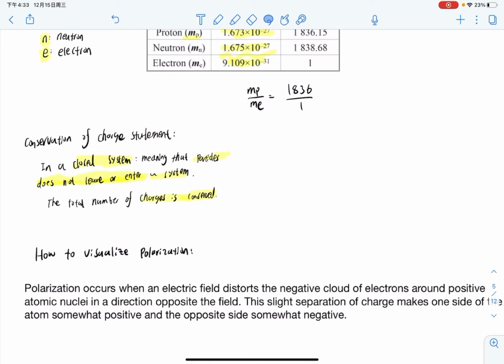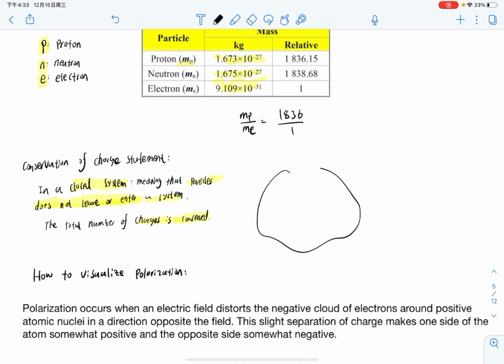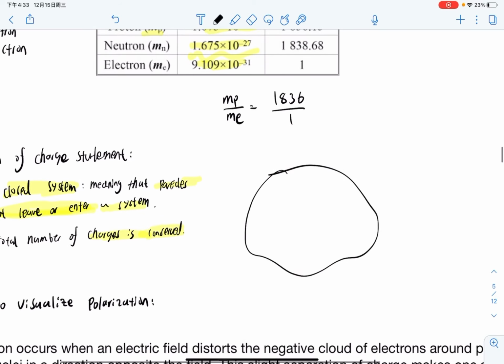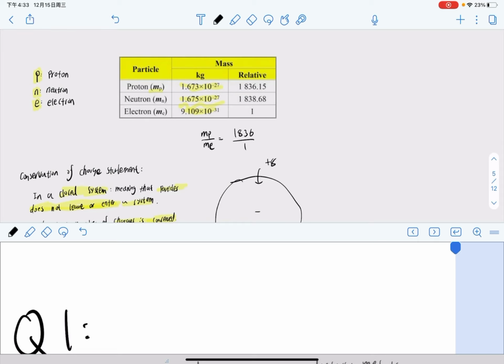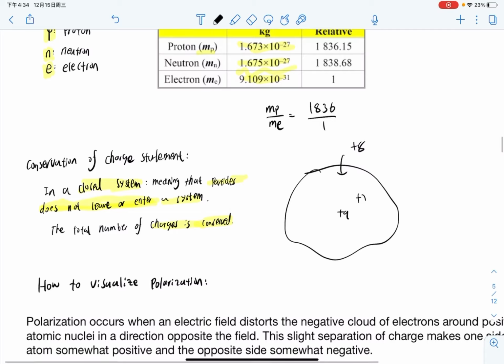And in a closed system, the total amount of charge is conserved. So in a closed system, like the total charge, for example +8, if the system is closed, it cannot become charge 9 at some point, or become +7. It cannot, because of the conservation of charge statement.